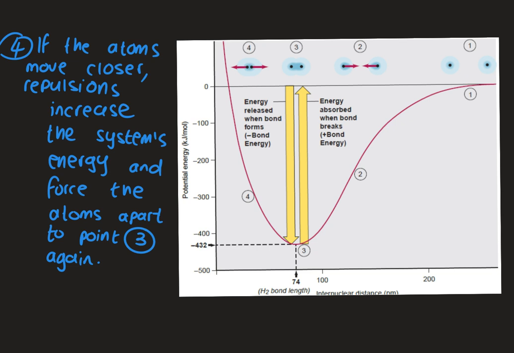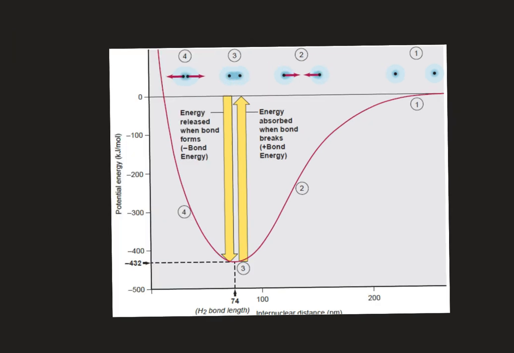And that is why the system's energy will increase and force the atoms back to point 3 again, because the lower the energy, the higher the stability. And this point is where the atoms are the most stable, not too close and not too far. So the deeper the energy well, the more energy is needed to actually break the bond. That means if the energy well is very deep, you need a lot of energy to break the bond. And the bond length is where the system has a minimum level of energy, which is the most stable, and that is where the covalent bond actually forms.